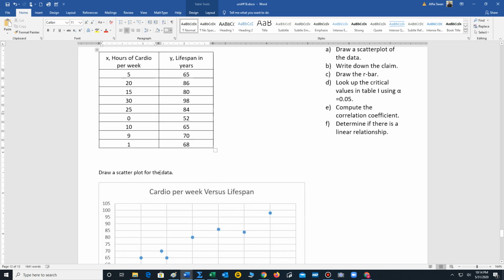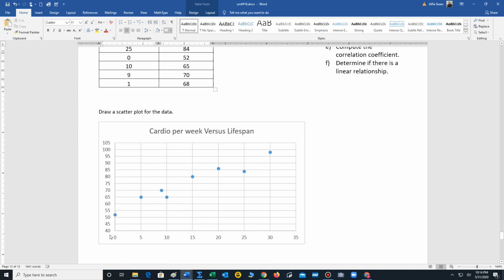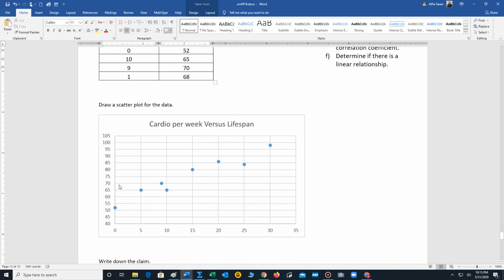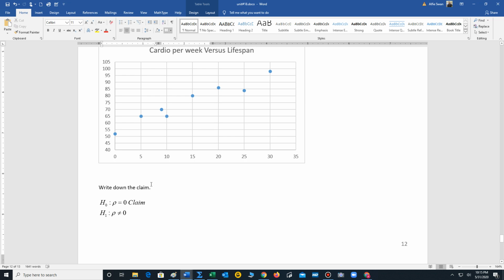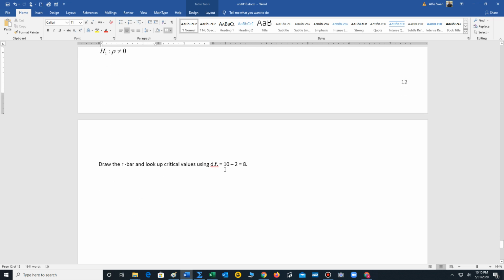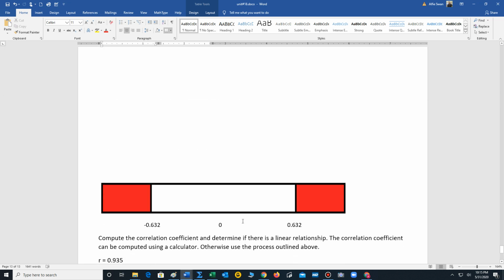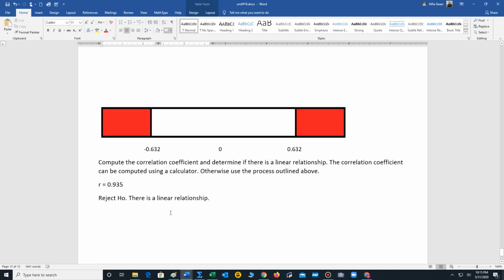So once again, we draw the scatter plot. First step, x-axis, we plot our points, X will be the hours of cardio, y-axis will be the lifespan of an individual. Our claim, that's always the same and never changes. Degrees of freedom, there's 10 data values minus 2 is 8. We look it up in table I. We end up with the same critical values.